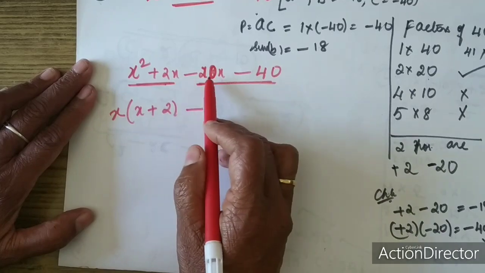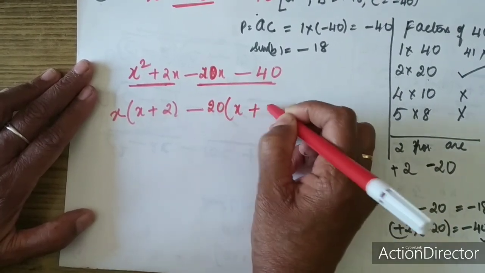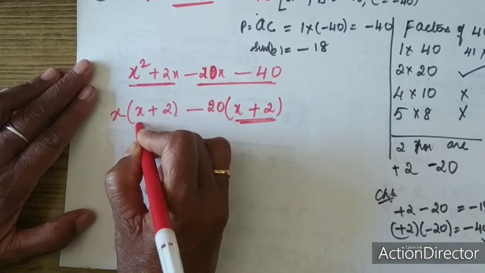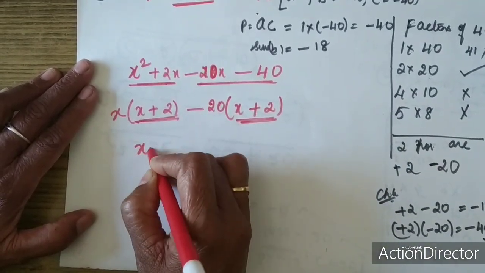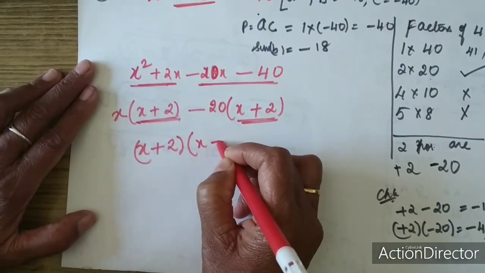It is 2x minus 20x, so 20 is the common factor. So again it is x plus 2. If you observe, x plus 2 is the common factor. So it is x plus 2 into x minus 20.